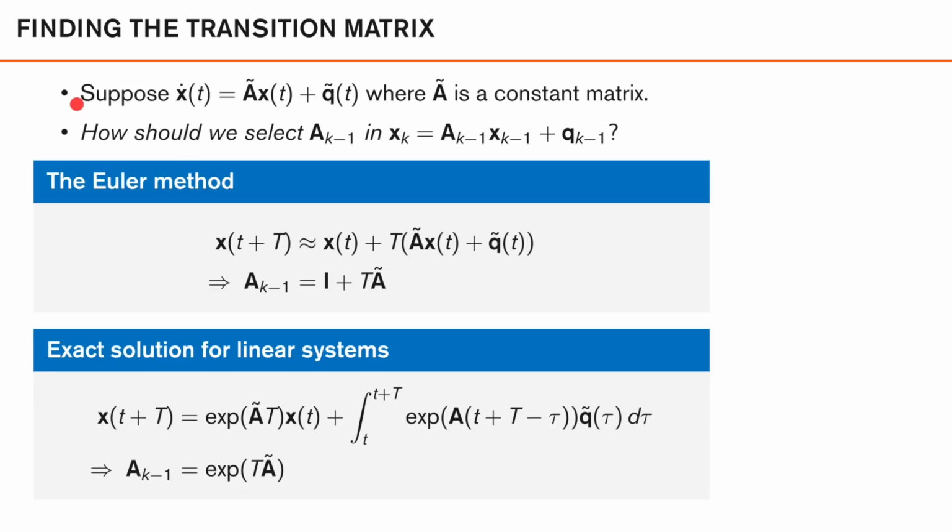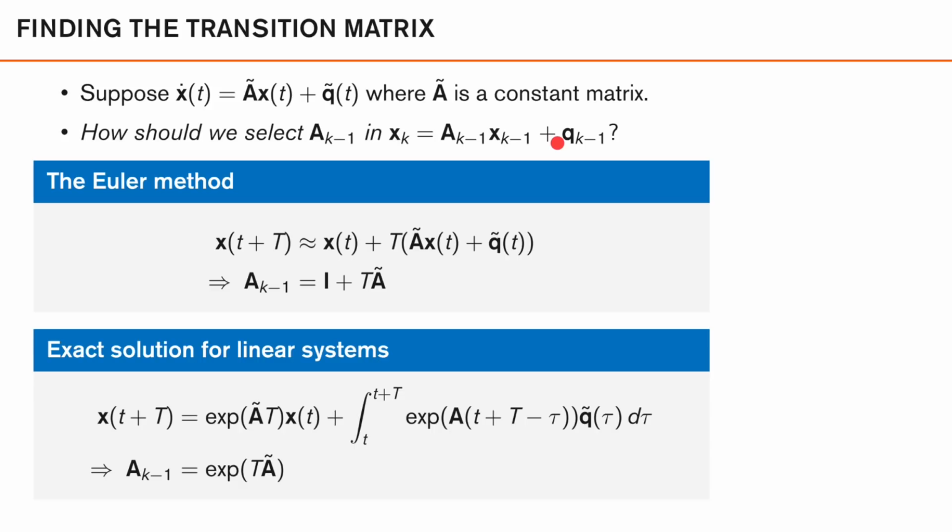Suppose the continuous time motion is described by this linear differential equation, where Ã is a constant matrix and q̃(t) is a noise process. How should we then select the transition matrix A_{k-1} in this discrete time motion model, where we have x_k equal to A_{k-1} times x_{k-1} plus some noise? Well, we have two options.